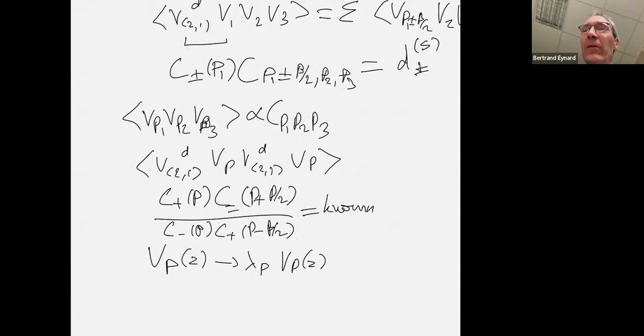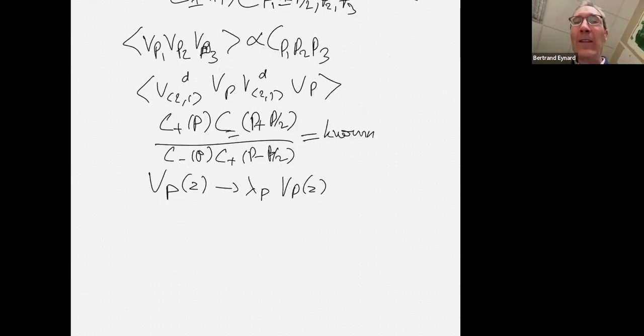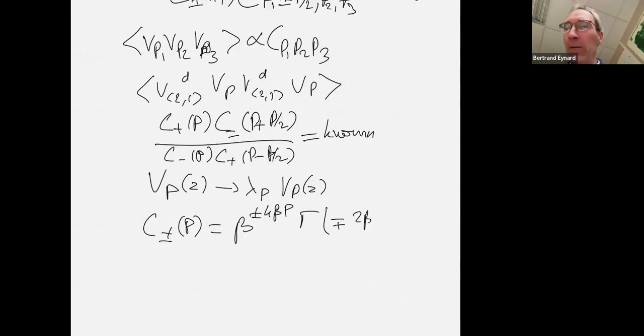On the other hand, this means that we can choose the solution we prefer, so as to make the later calculations simpler. And so here, my claim is that to get simpler expressions later, there is a nice solution, which is beta to the plus minus 4 beta P, gamma of minus plus 2 beta P, 2 beta P over gamma of 1 plus minus 2 beta P.